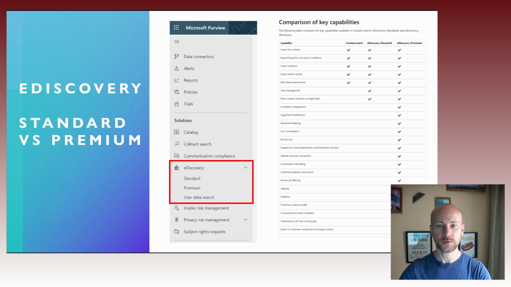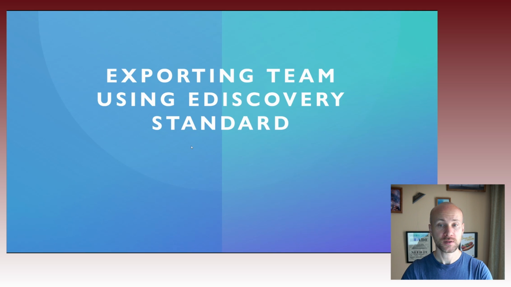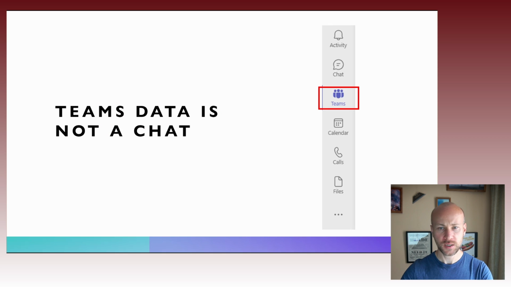So let's start with exporting Teams using eDiscovery standard. Now, Teams and chats are different, and Teams are indicated by this icon, which is where groups of people can collaborate on a specific topic. Chats, on the other hand, is different. This is where people either have group chats or talk to each other one-on-one. So they're completely different types of data, and it's important to realize that.